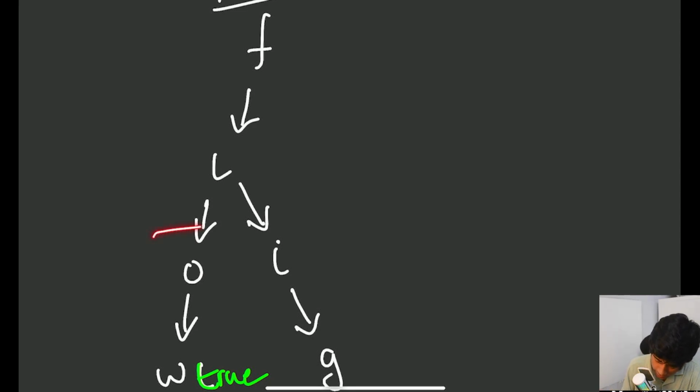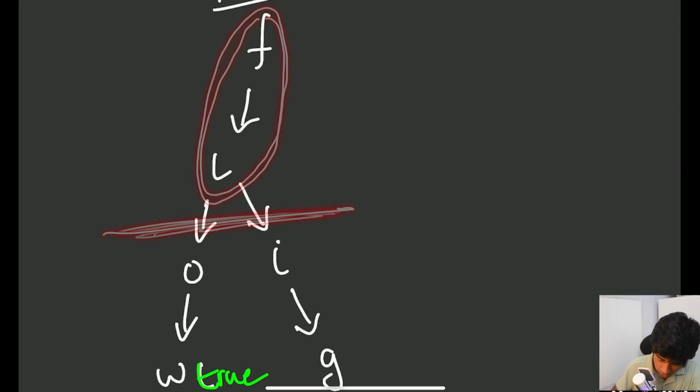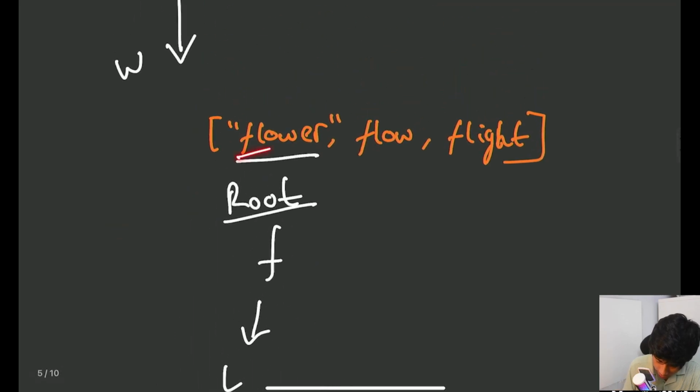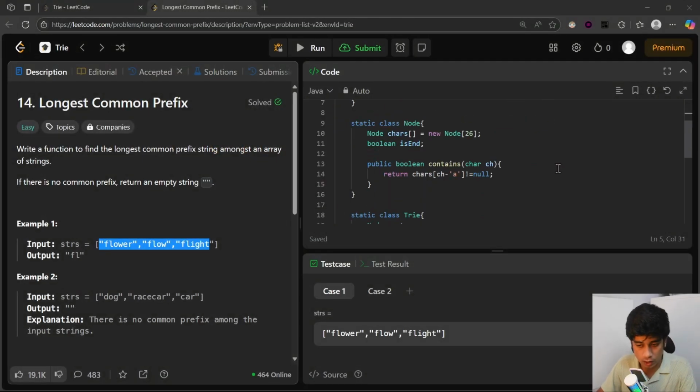So at this place I end the loop, I break the loop, and then I realize that FL was my common prefix. So that is how I can efficiently get my common prefix, just by knowing how many nodes are there at that level or at that node. So let's jump back to the question, and now we have to modify our trie structure a little bit.